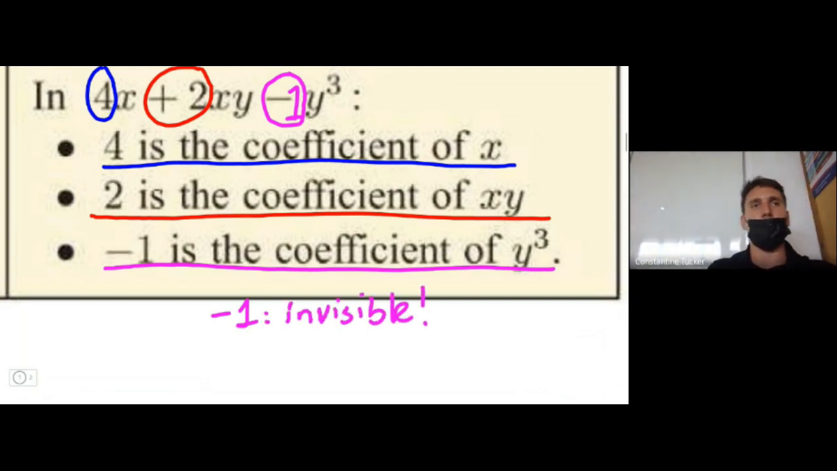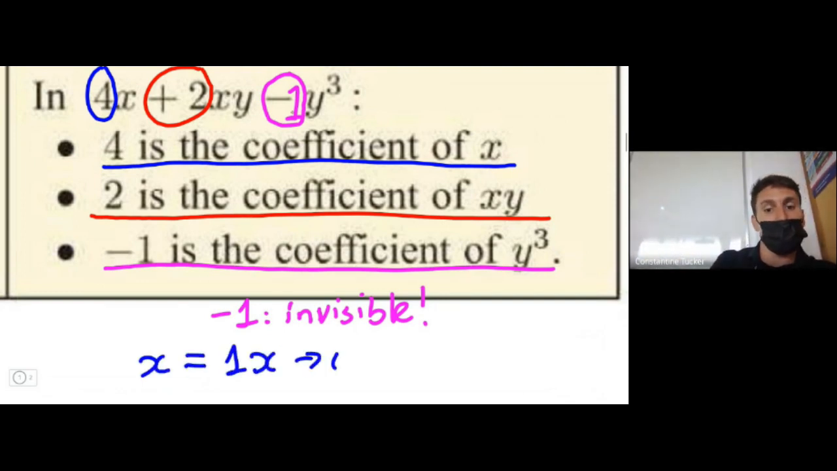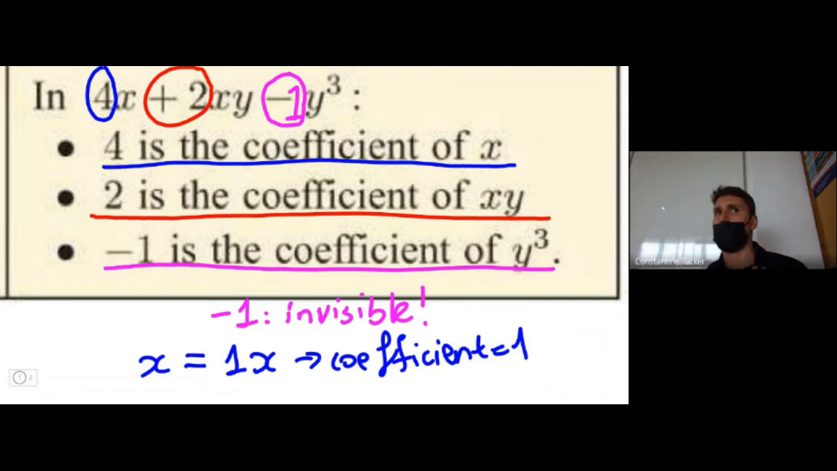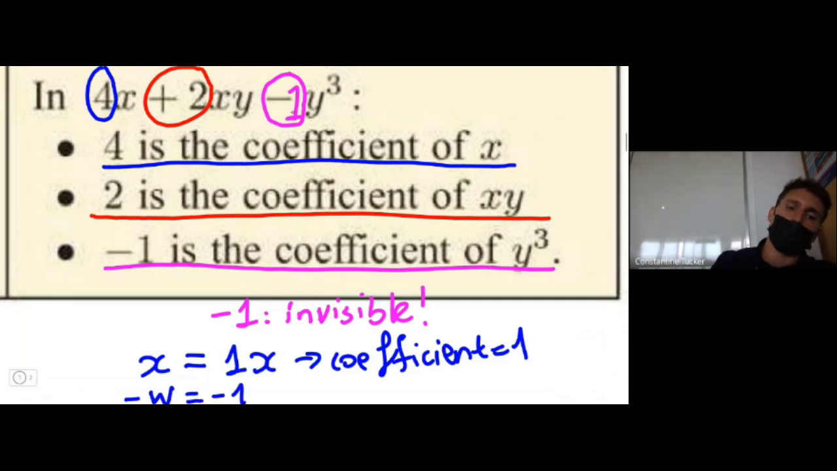All right. Yes. So when there's no number, there's no coefficient? Well, actually, when you have something like x, then this means 1x. So the coefficient is 1. So when there's no number, the coefficient is actually 1. It's the hidden one, the invisible one. And if I had something like minus w, then this is actually minus 1w.